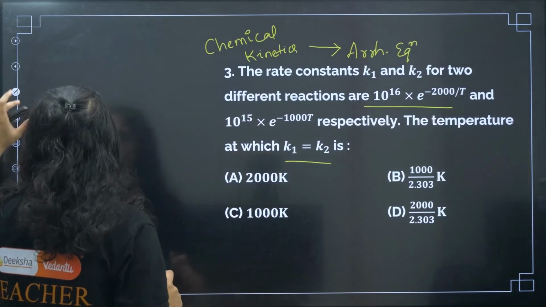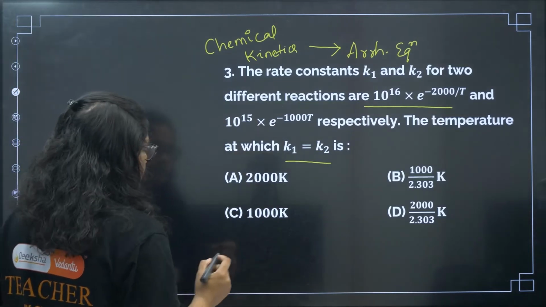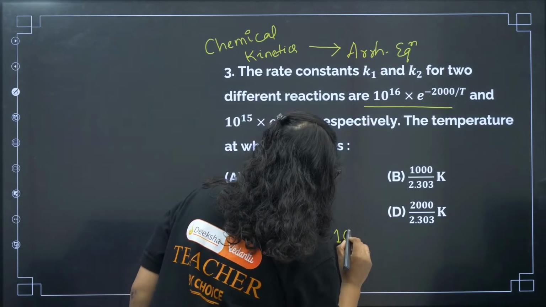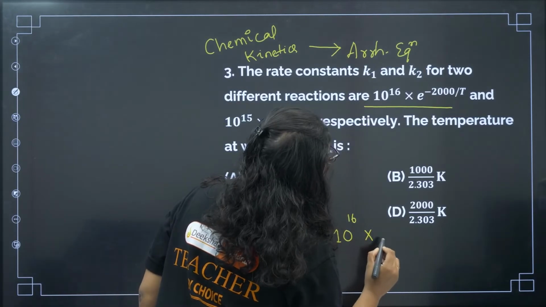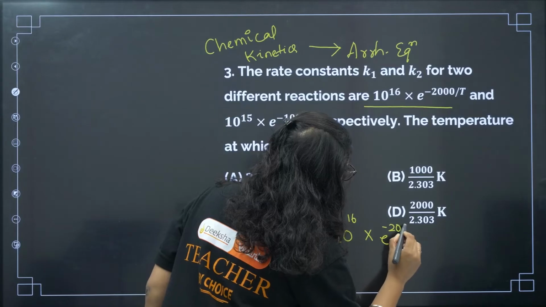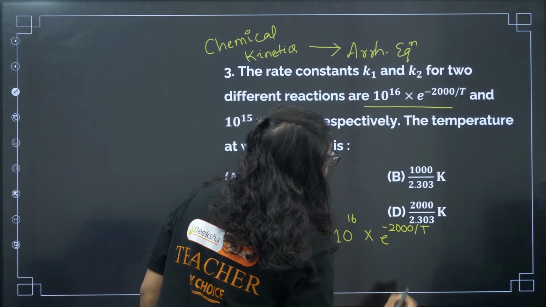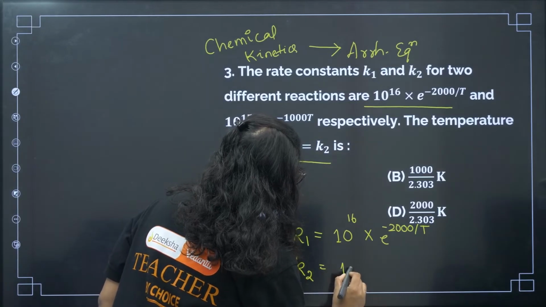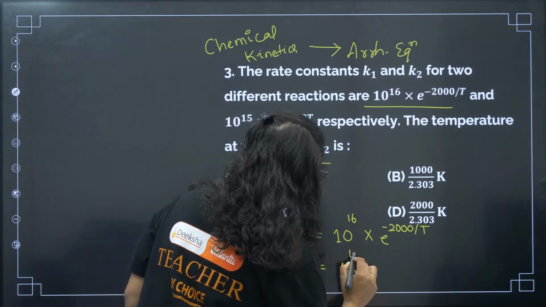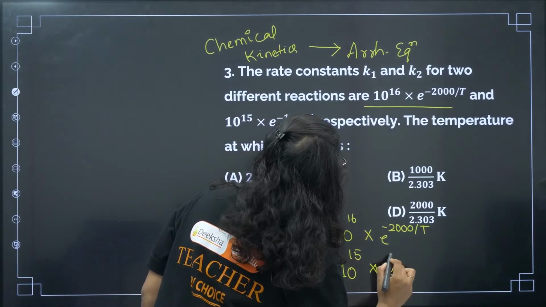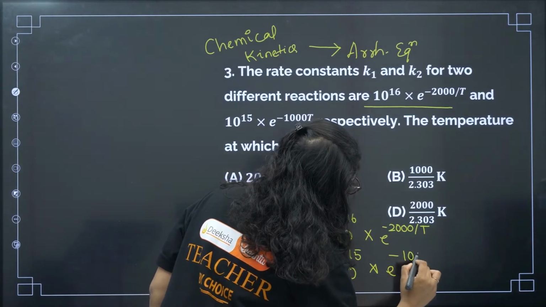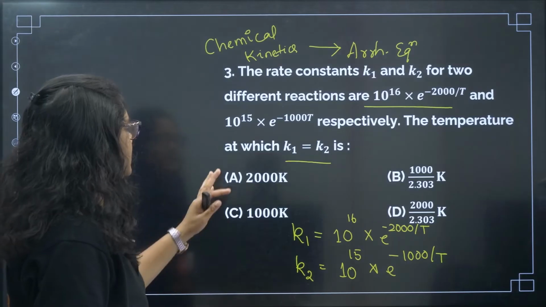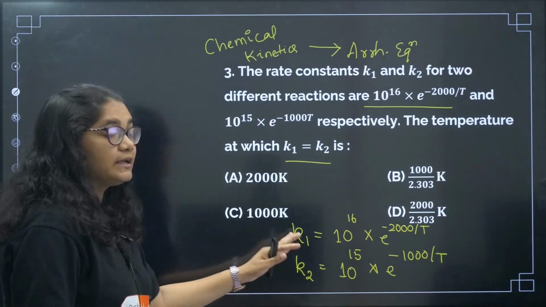Okay, so now let us write down the values that are given to us. K1 value is 10 to the power of 16 into e to the power of minus 2000 by T. And then you have K2. K2 is 10 to the power of 15 into e to the power of minus 1000 by T. Now the question here is the temperature at which K1 is equal to K2.